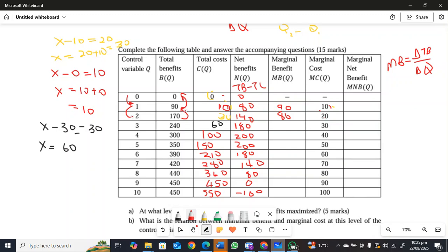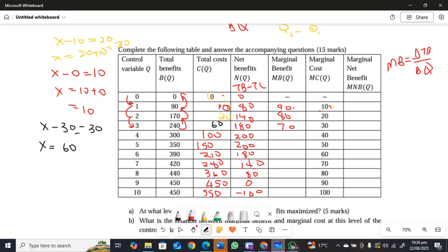When we move from 2 to 3 units, our output increases from 170 to 240. So what is the extra benefit we get? We say 240 minus 170. What's 240 minus 170? I think it's 70, if I'm not mistaken. Should be 70. So this third unit has brought an extra benefit of 70 and an extra cost of 30.